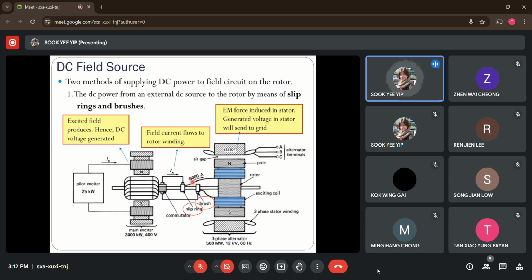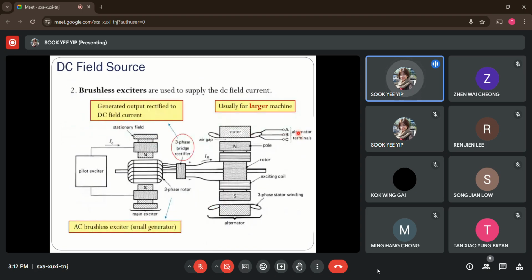In this example, the field current is fed in at 6,000 amperes. It flows into this rotor winding that is highlighted in blue. Whenever we have motion, as the prime mover rotates, a voltage will be induced, which we call the EMF, electromagnetic force, based on Faraday's law. This voltage will be induced in the stator. The generated voltage will supply the grid via the three-phase terminals here, A, B, C phase. So this is the first way we supply the power to the rotating rotor.